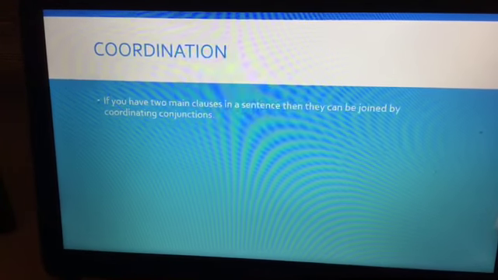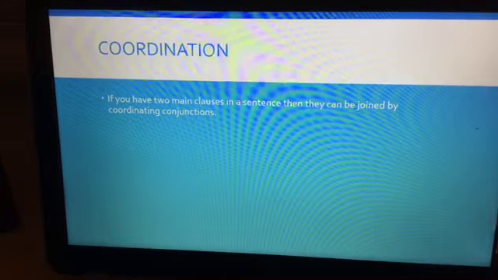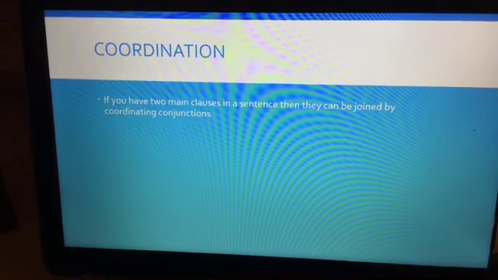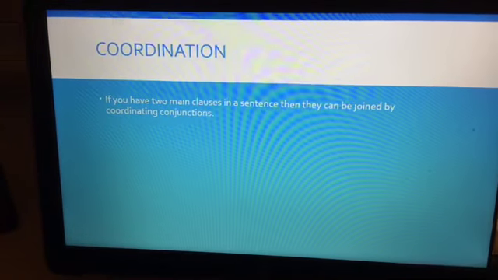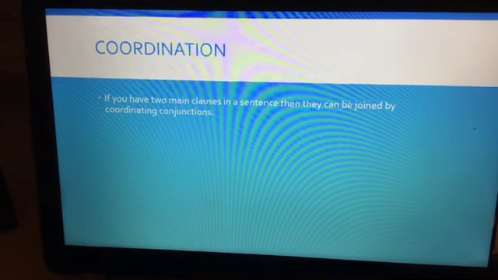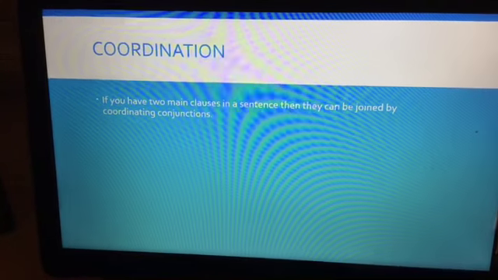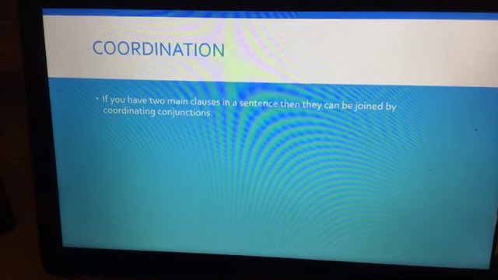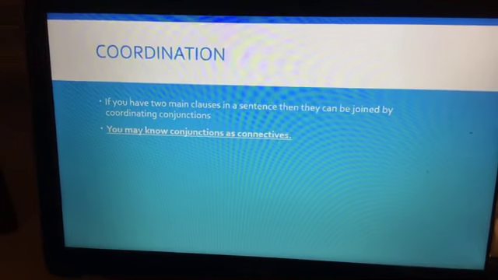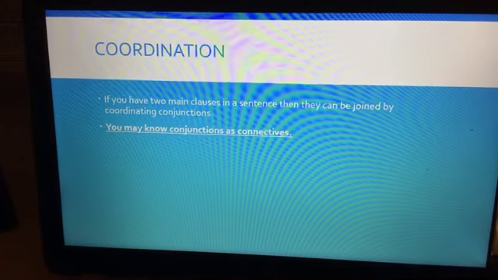Coordination. If you have two main clauses in a sentence, then they can be joined by coordinating conjunctions. You might have heard of conjunctions being called connectives in the past, but we will now be calling them conjunctions. So just as I've said here underlined, you may know conjunctions as connectives.